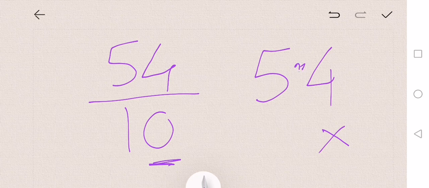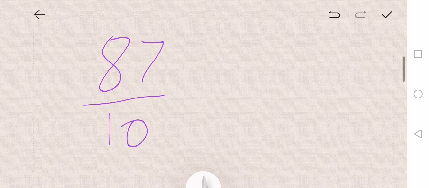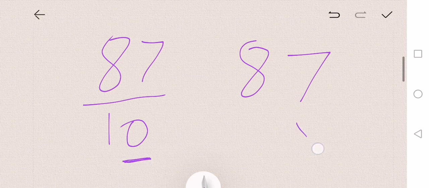Okay, now we'll try to find it with the same logic. If it's 87 divided by 10, same logic, write down the number first. How many zeros are here? One, so just ignore the first number from the right hand side. Very important, from the right hand side, ignore that number and just put a dot here.